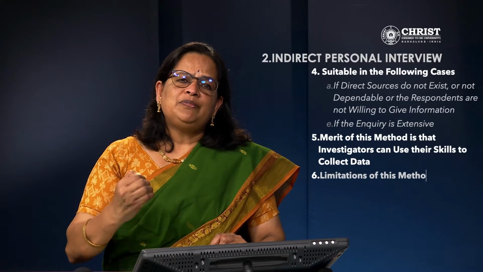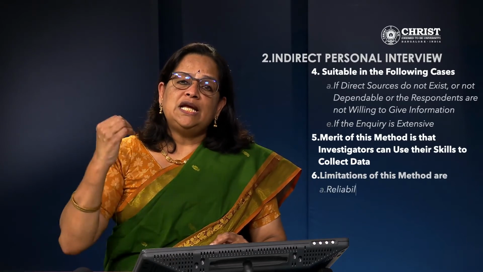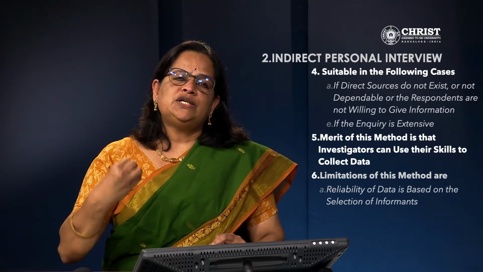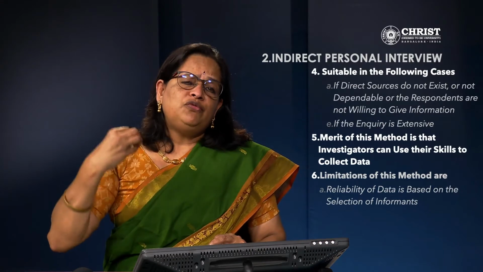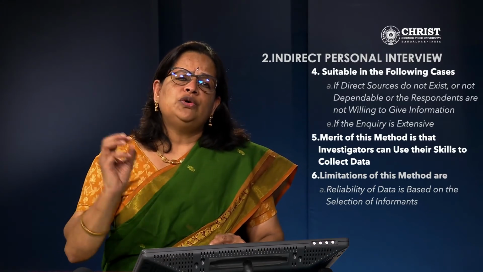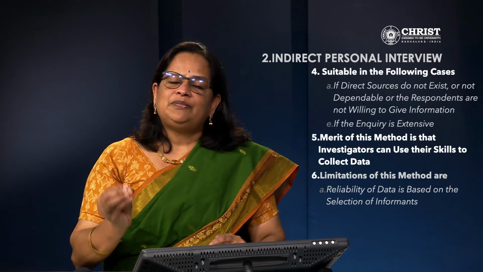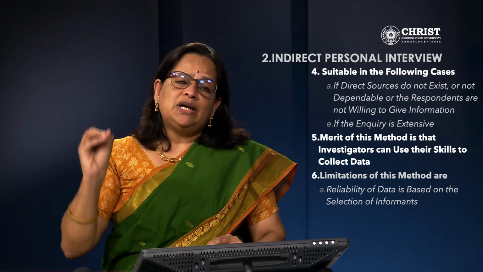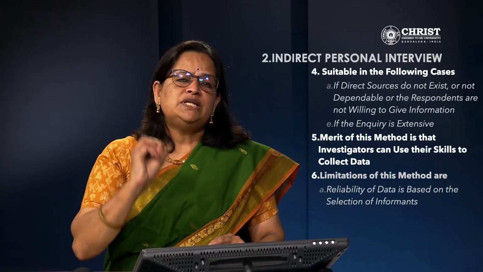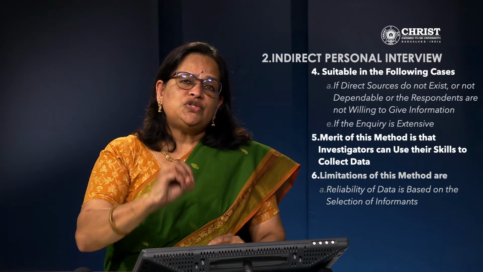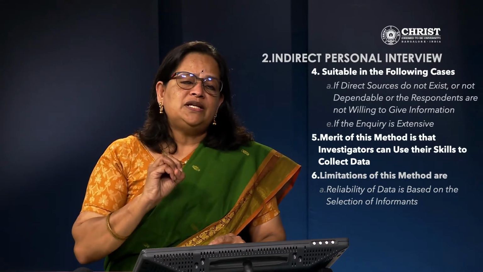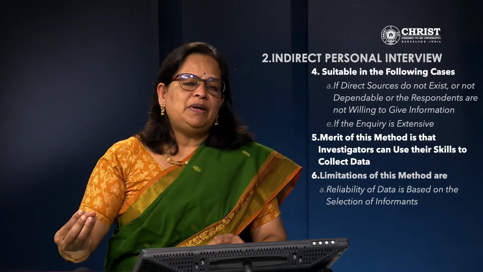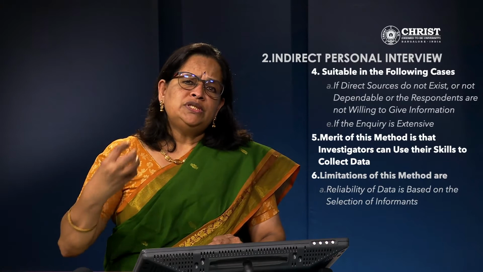Limitations of this method: reliability of data is based on the selection of informants. Sometimes if you are a TV reporter going to an accident site, you don't have the patience to collect information. If you are collecting information from somebody who is just passing by, or somebody who is waiting there, that will not be the correct information. You should have the patience to collect the information directly from the informants or the witnesses, those who happened to see it at that site when the accident happened. This is very, very important, because you are collecting information from another person.